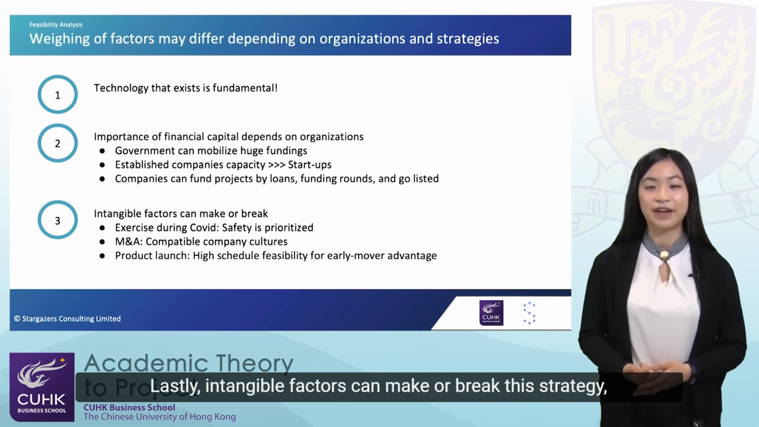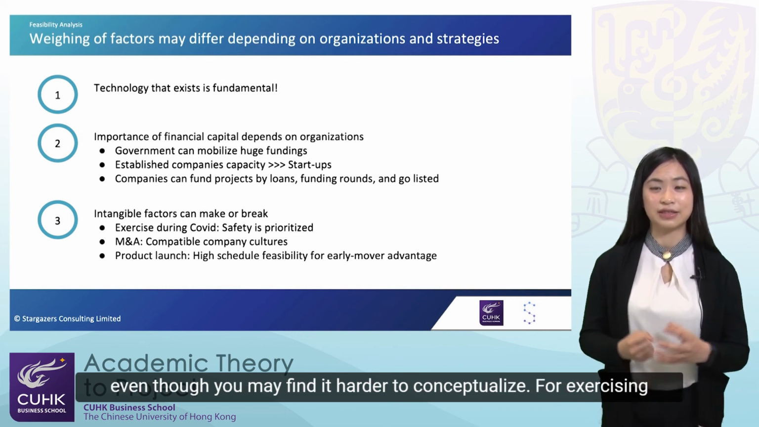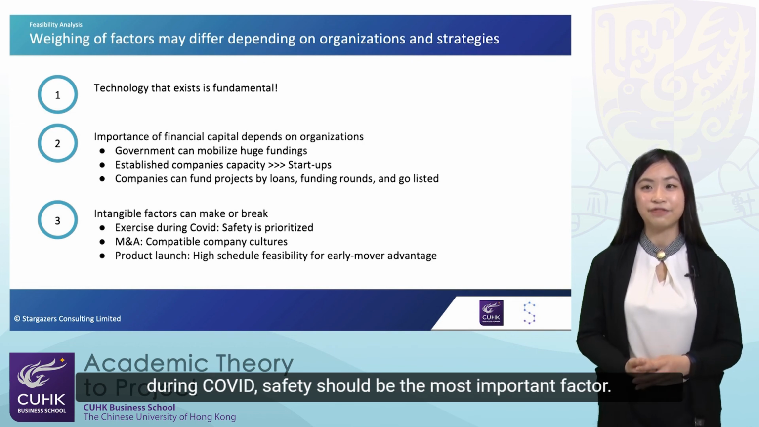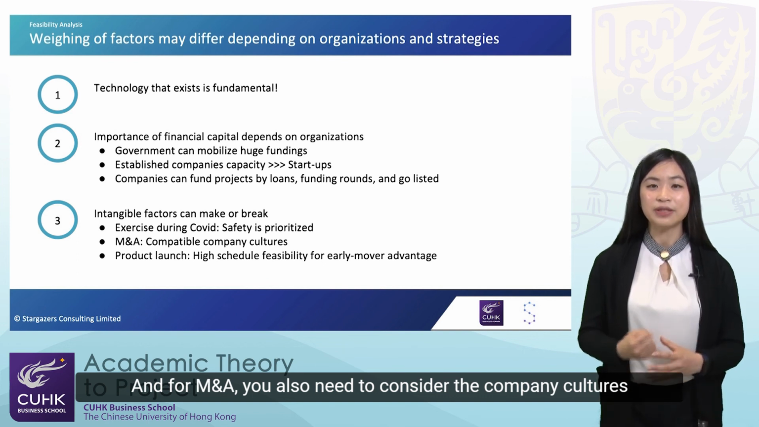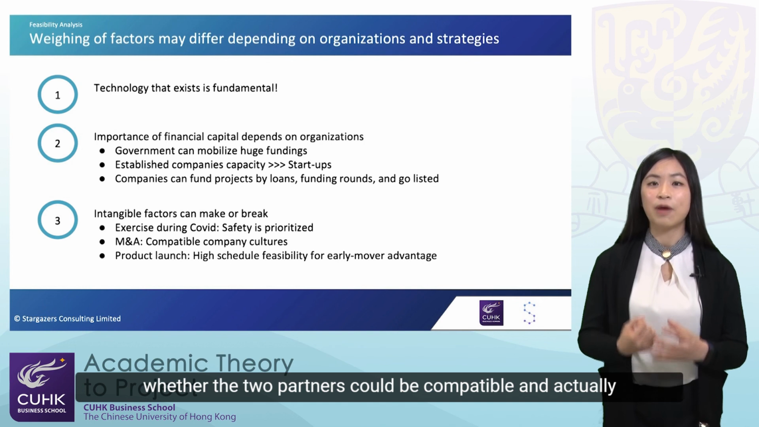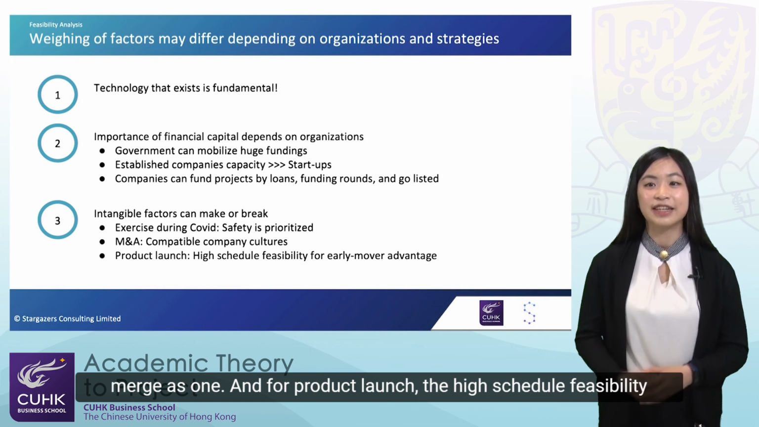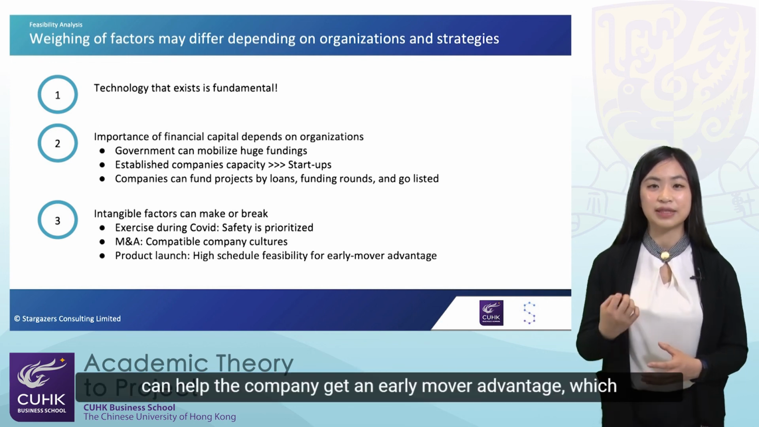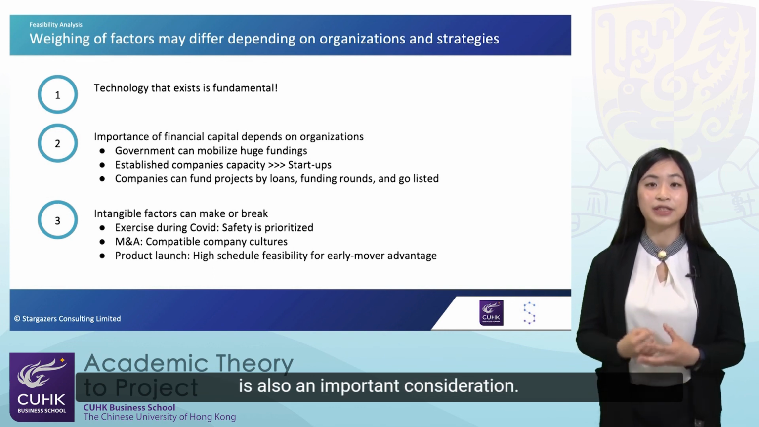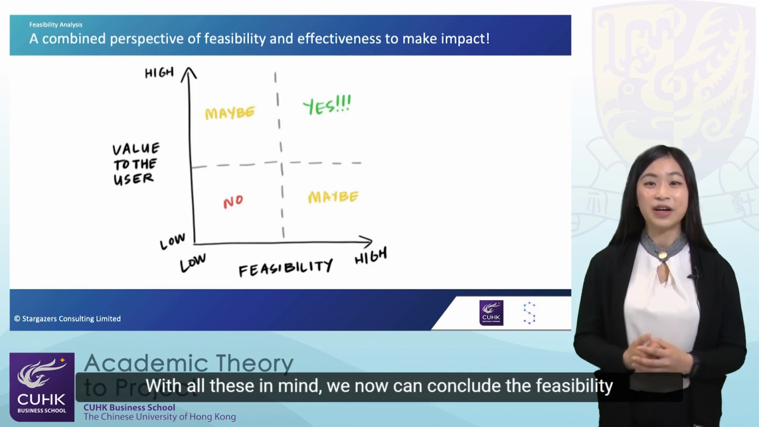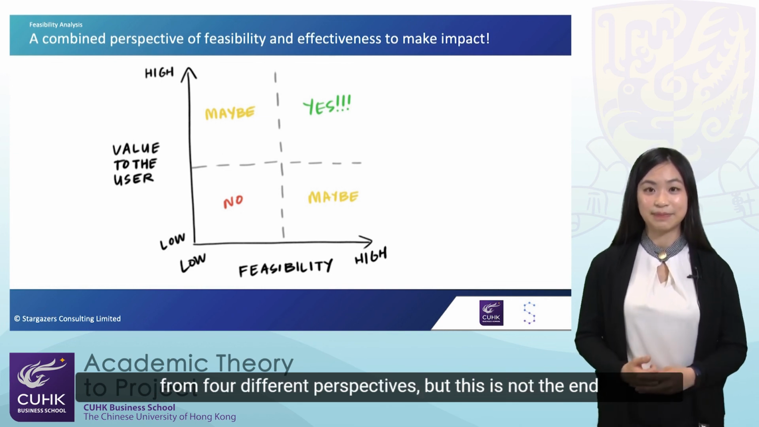Lastly, intangible factors can make or break the strategy, even though you may find them harder to conceptualize. For exercising during COVID, safety should be the most important factor. And for M&A, you also need to consider the company cultures, whether the two partners could be compatible and actually merge as one. And for a product launch, the high schedule feasibility can help the company get an early mover advantage, which is also an important consideration. With all these in mind, we now can conclude the feasibility from 4 different perspectives.